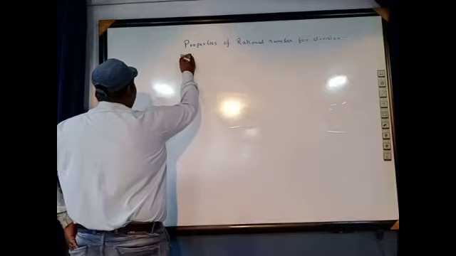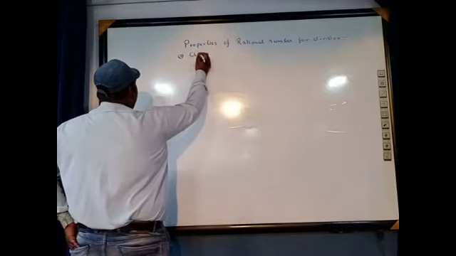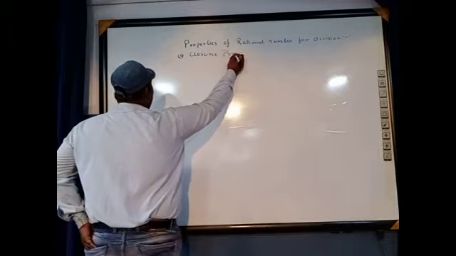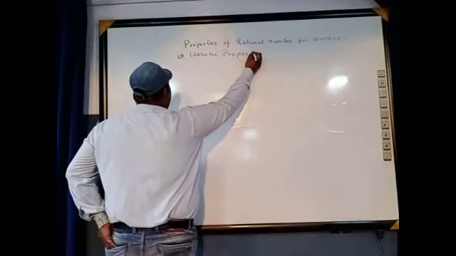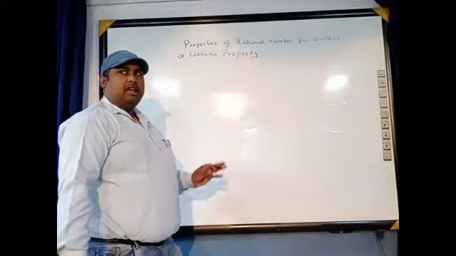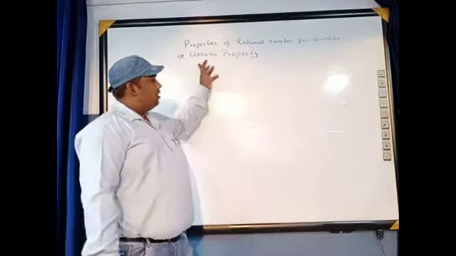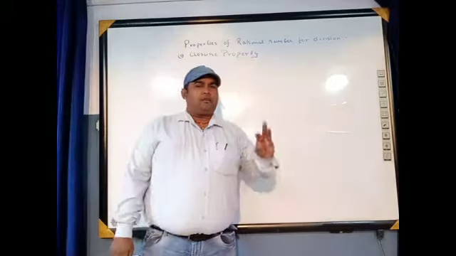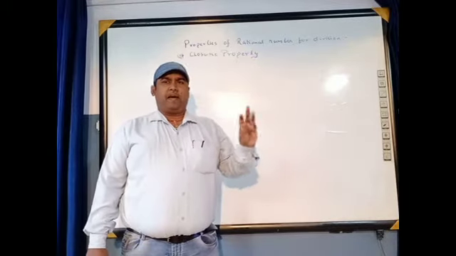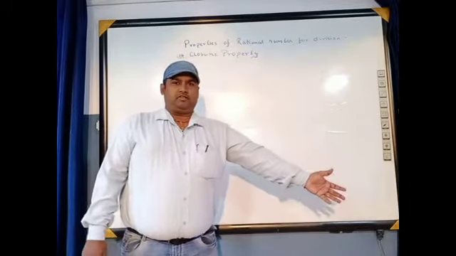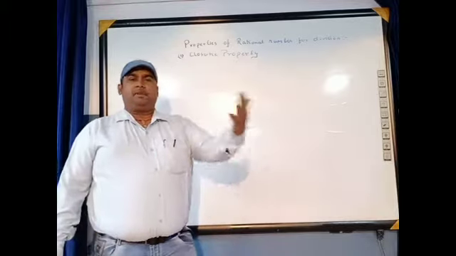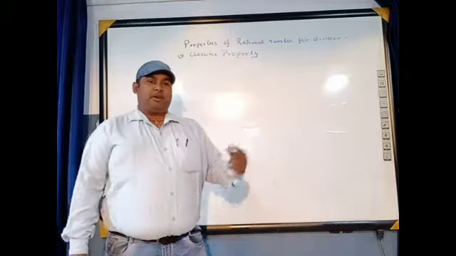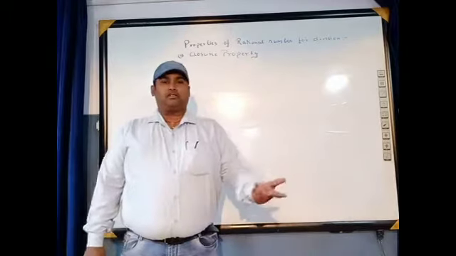Number 1, closure property. As we know what is closure property. All of you are already knowing the closure property for two rational numbers. We have seen in addition, if we find the sum of two rational numbers, it will be a rational number. If we find the difference of two rational numbers, it will be a rational number. And if we multiply two rational numbers, we get a new rational number.